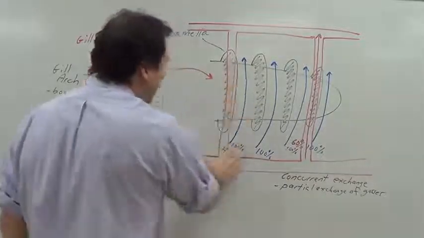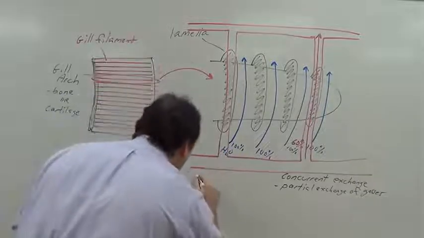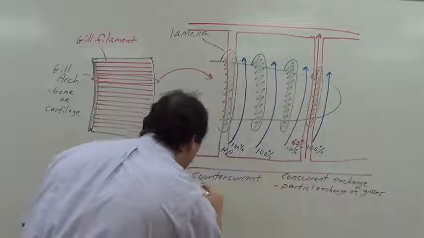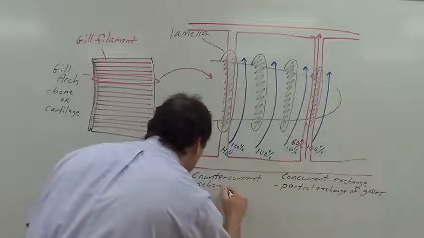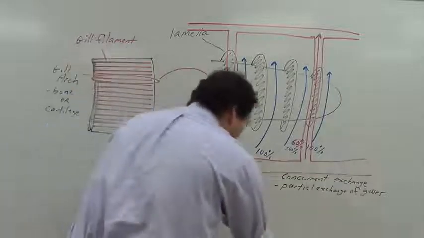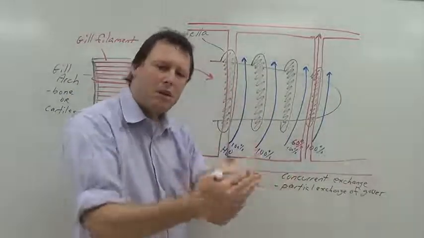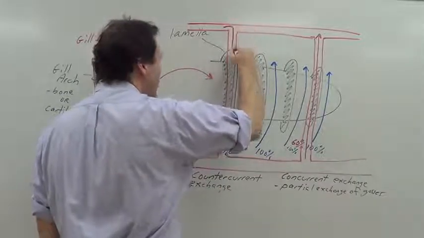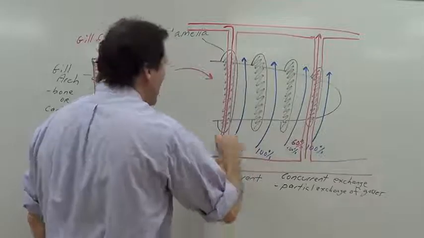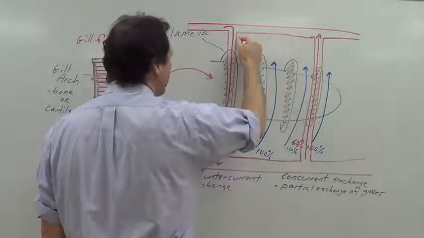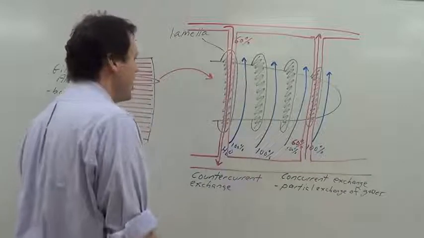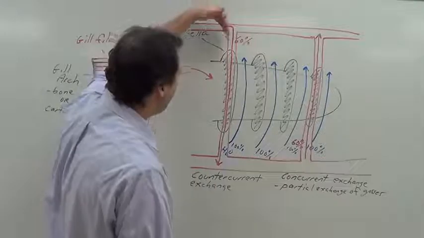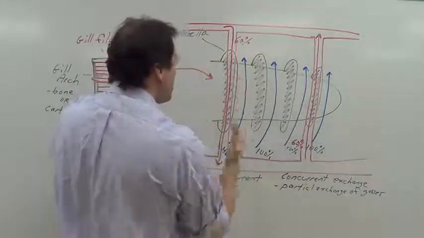Now let's talk about the countercurrent mechanism over here. Countercurrent exchange. And the word counter means opposite here. So things are going to be going in opposite directions. So I'm going to have the blood coming down in this case. And again, the blood, let's throw out a number there. Let's say the blood is 60% oxygenated. And the water is 100% oxygenated. And we've got the blood and the water going in opposite directions.